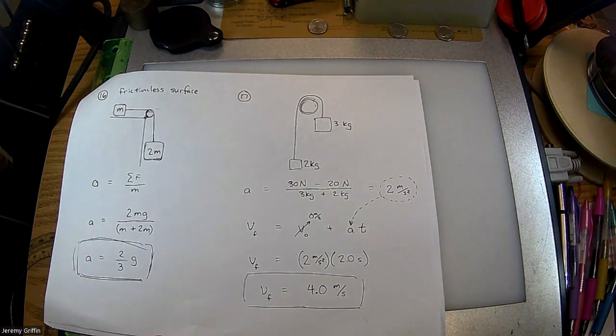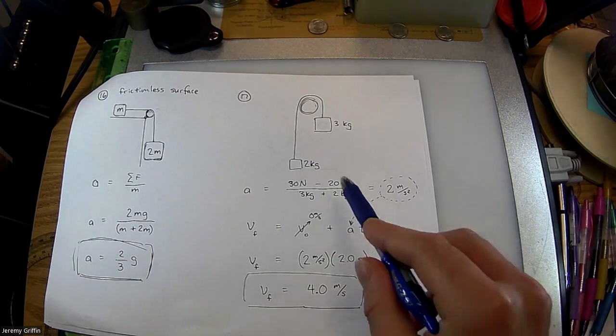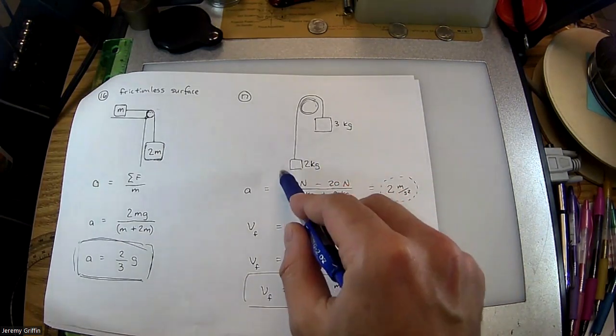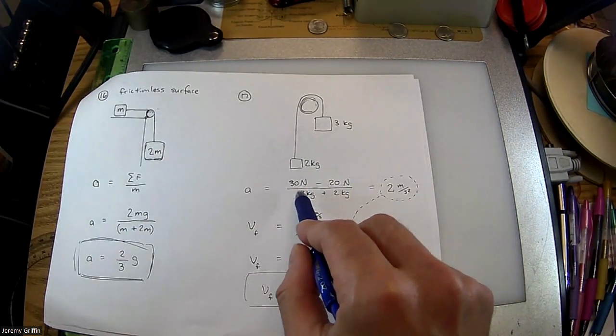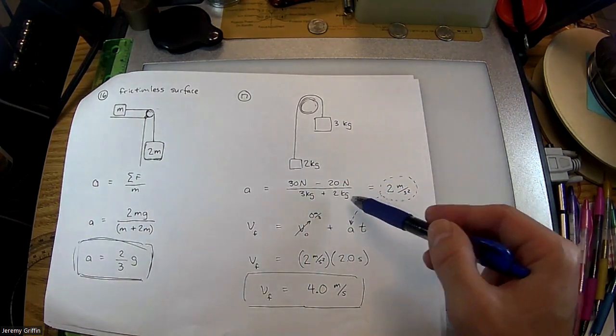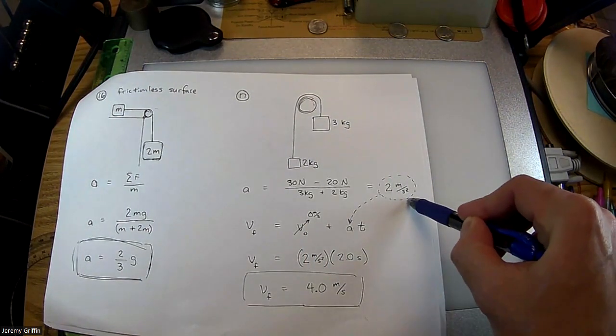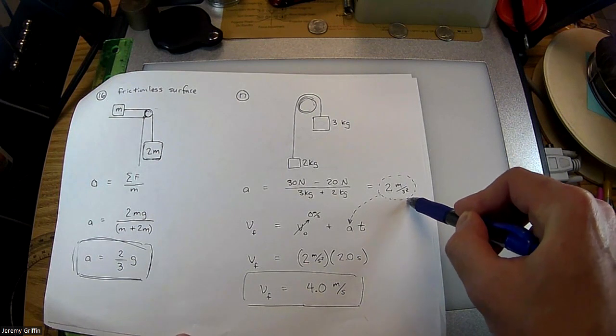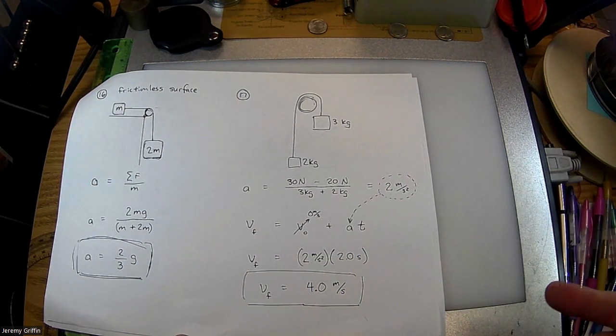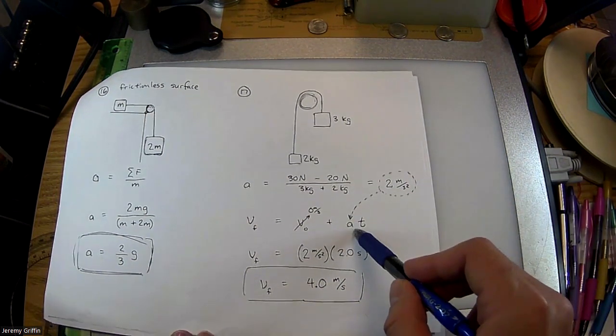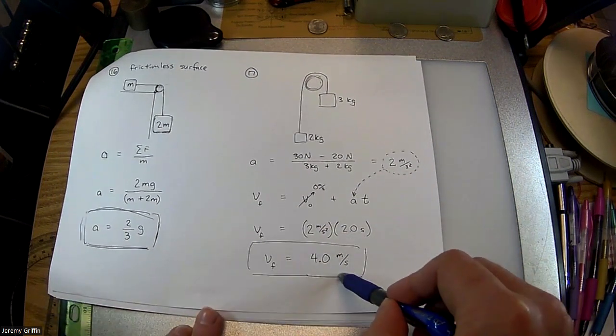Hopefully you guys can do this. I mean, you're going to get this question. On the AP exam, they are going to ask you this question, always do. So here's 30 newtons versus 20 newtons, subtract for net force, divided by 3 kilograms plus 2 kilograms, total mass, boom. Accelerates at 2 meters per second squared. Then, if they give you an interval of time and ask how fast is it going, you can substitute that into this kinematic equation, boom, you got your answer.